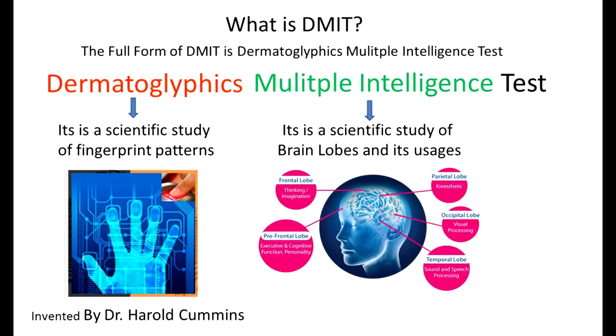The main function of the frontal lobe is thinking and imagination. Prefrontal lobe functions are executive and cognitive functions. Parietal lobe functions are kinesthetic, which are related to feelings. Occipital lobe's main functions are visual processing. Temporal lobe main functions are sound and speech recognition. Multiple intelligence is invented by Dr. Howard Gardner.